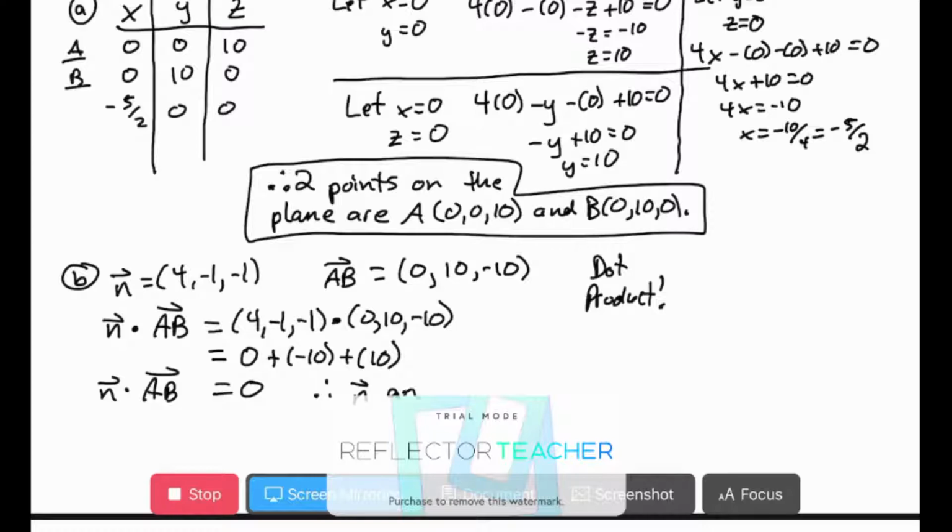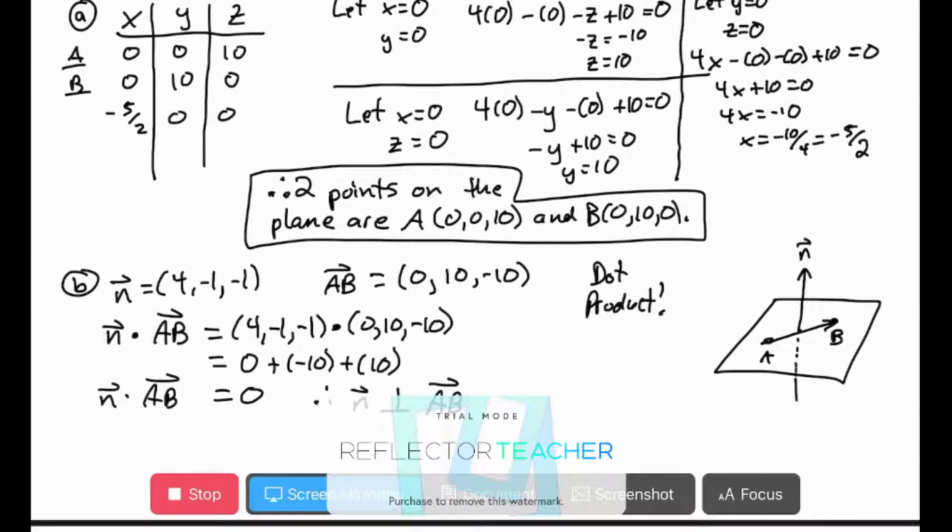Therefore, n is perpendicular to AB. And the question said, why must this be true? Well, we just proved that. We kind of know this intuitively. If A and B lie in the plane, and we have some vector lying in the plane, and we have the normal vector, which is already given in the equation of the plane, so I have my vector n, we already know that it's going to have to be perpendicular, and we're just proving it here.